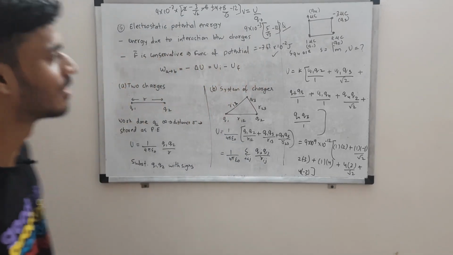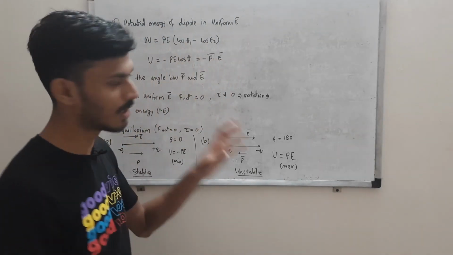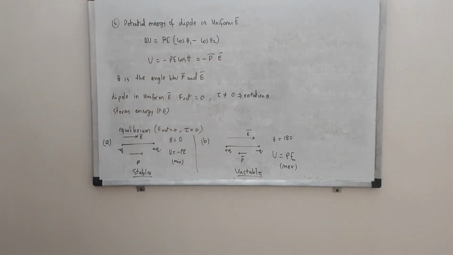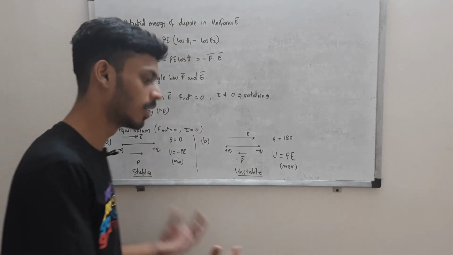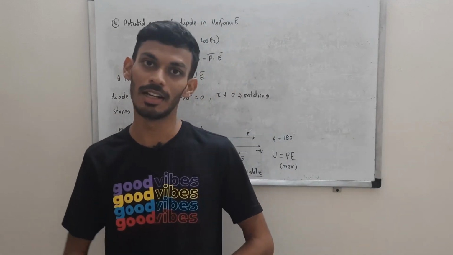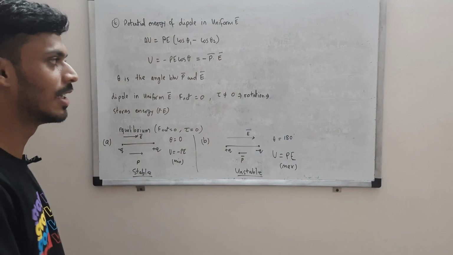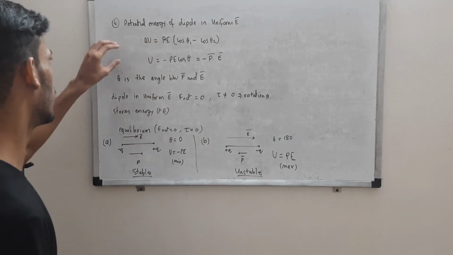Over to the next section. In section 6, here we'll be studying the potential energy of a dipole in a uniform electric field. You'll better understand this if you have seen dipole in a uniform electric field from chapter 1. Basically, again focusing only on the final results, the derivations will be in the next video.